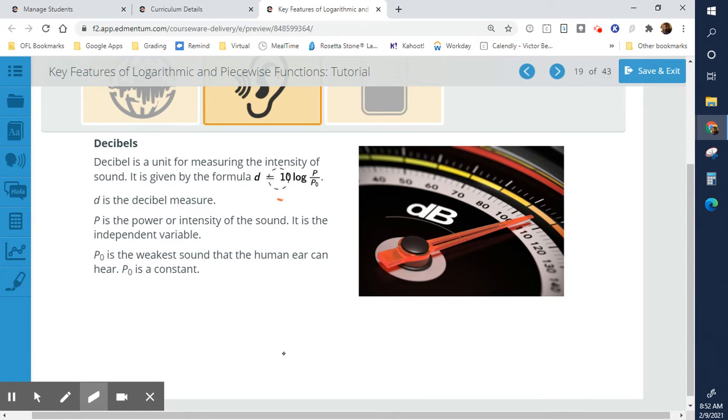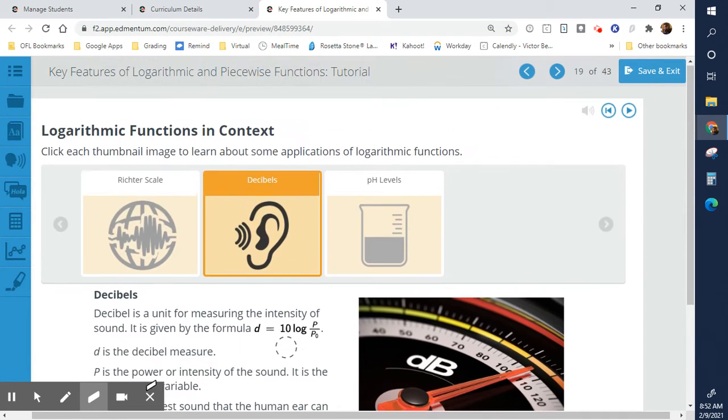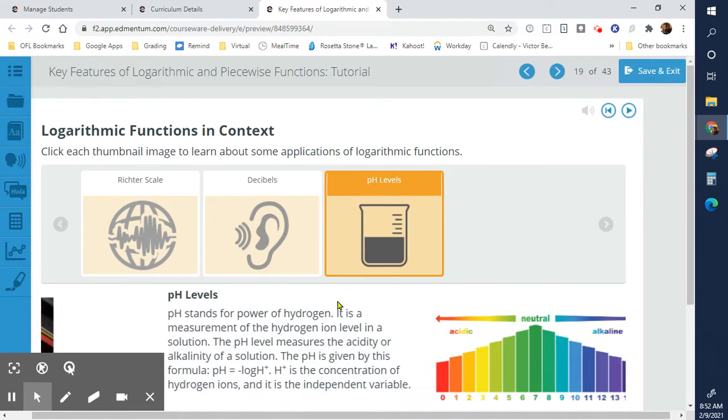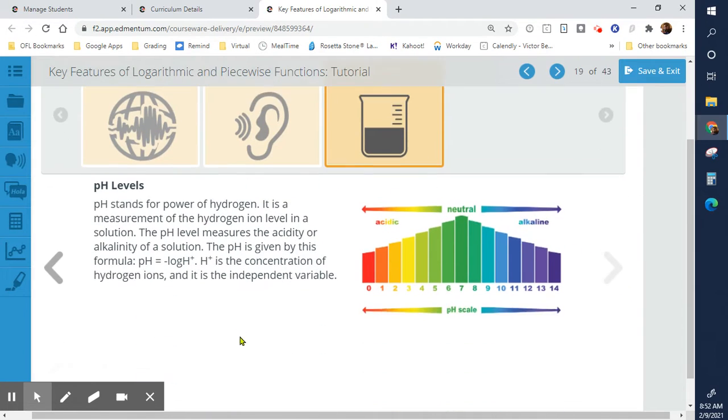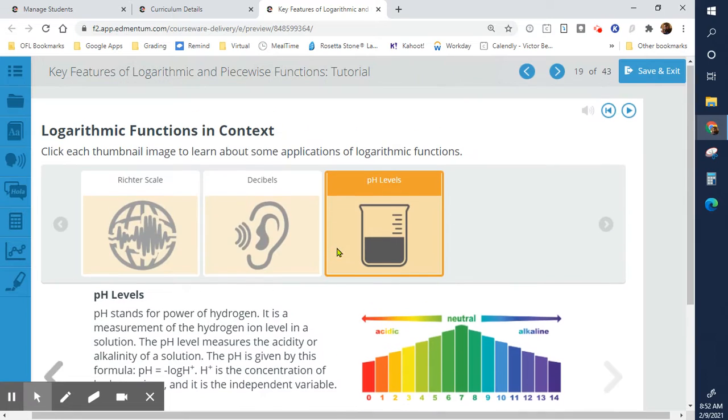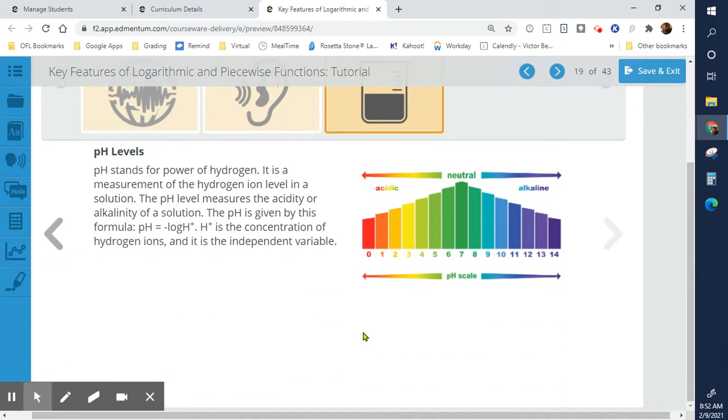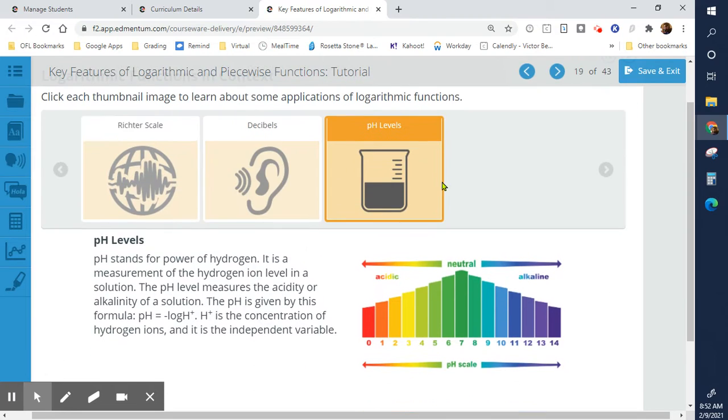Another time that we use this, besides using it with large numbers with the Richter scale, or a small window of hearing with decibels, is pH. We're talking about millions and billions of little hydrogen atoms that determine how acidic something is. So this is when we can use these formulas.